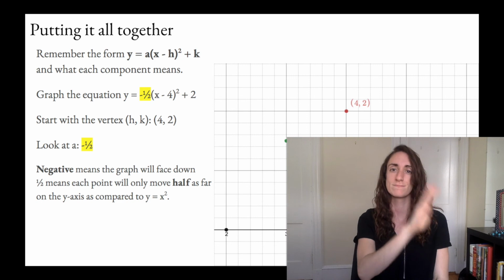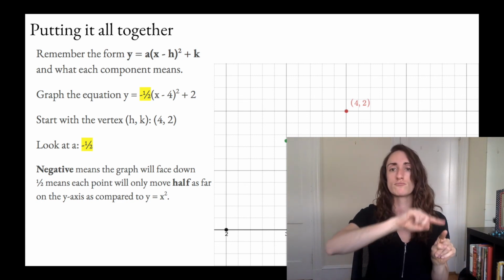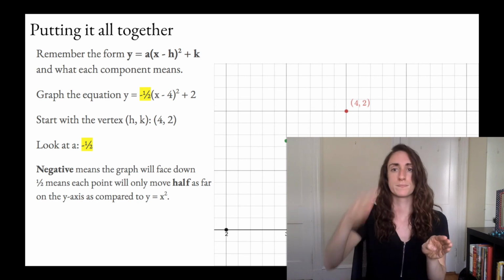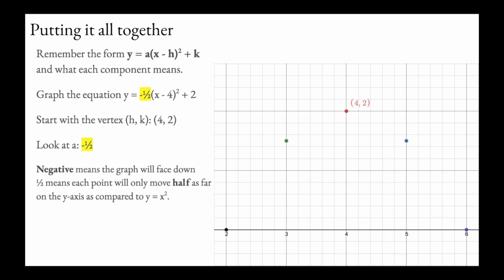And this graph is going to be symmetrical, like the others we've seen. It's going to be mirrored around this vertex. So every point that exists on one side will have a mirror image on the other side. And of course, it's not a harsh linear shape, it's a smooth curve.